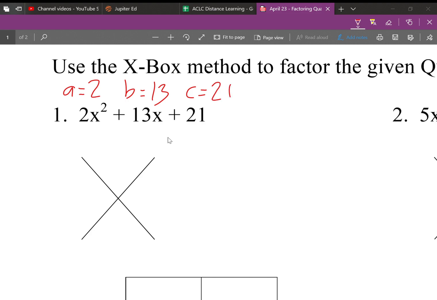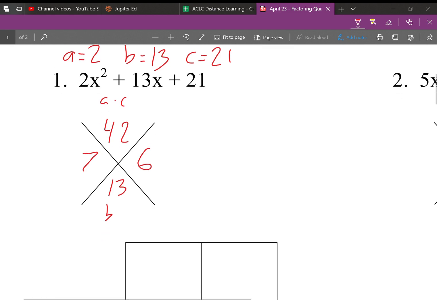We know on the top I'm going to have a times c. 2 times 21 is 42. B on the bottom is going to be 13. Now there's only really two ways to make 42, right? It's going to be 7 times 6, or it's going to be 42 times 1. Now obviously it can't be 42 times 1, because if we added that together, we'd have 43. That's way too big. So it's got to be the other one, 7 times 6. And again, if you put 6 times 7, it doesn't make any difference here.